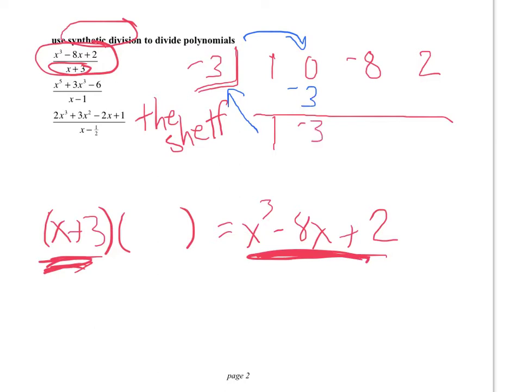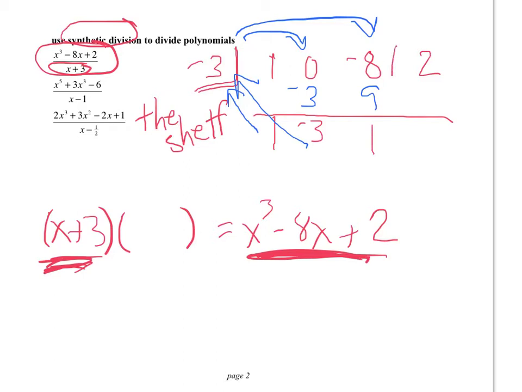Now we repeat that process. We take this number, negative 3, multiply it times this number, negative 3, and now we add the result to negative 8. So negative 3 times negative 3 is 9. So 9 plus negative 8 is 1. And now we do it one more time.